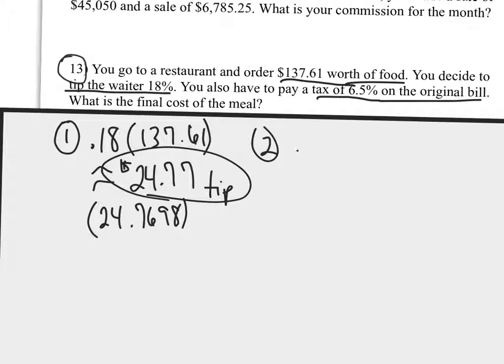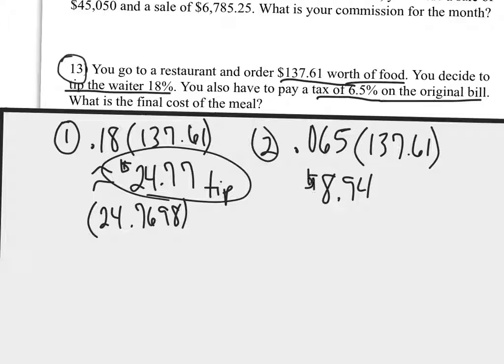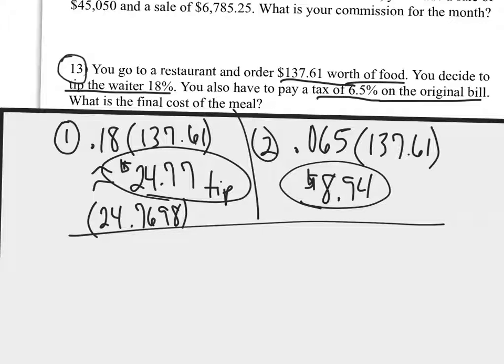And then the tax is 6.5%, so move your decimal 2 spots. It's like 65 thousandths times the 137.61 is $8.94. And that would be the tax. Okay, again, tax doesn't go on the tip at all. The tip's just kind of its own separate cost.